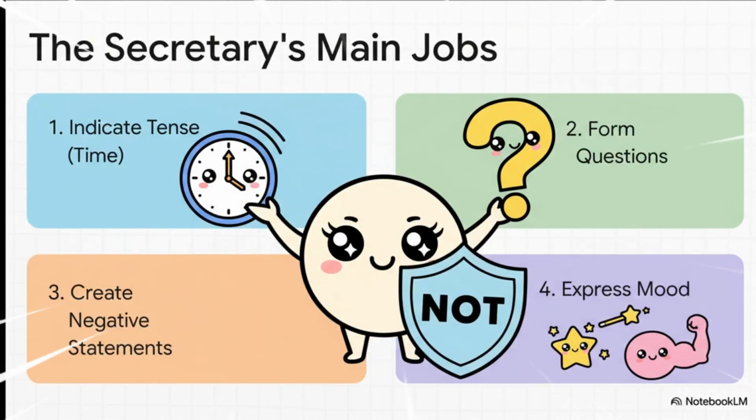So, what exactly are these important jobs the secretary is doing? Well, they've got 4 main gigs. They show the time of the action or tense, they help us ask questions, they help us make negative statements, and they add all these cool special meanings like ability or possibility. I mean, they're basically the ultimate multitasking assistants for our sentences.